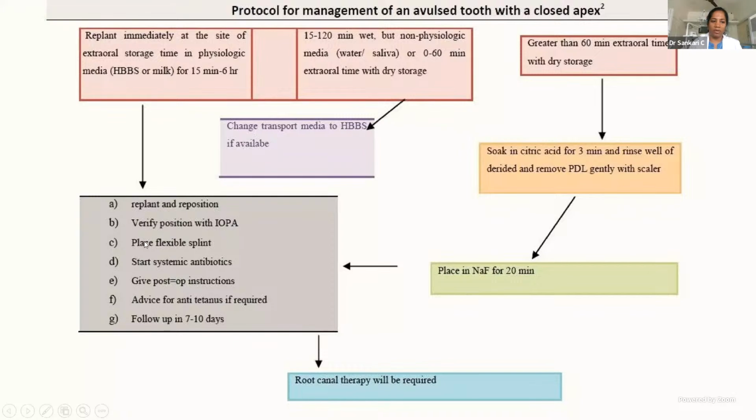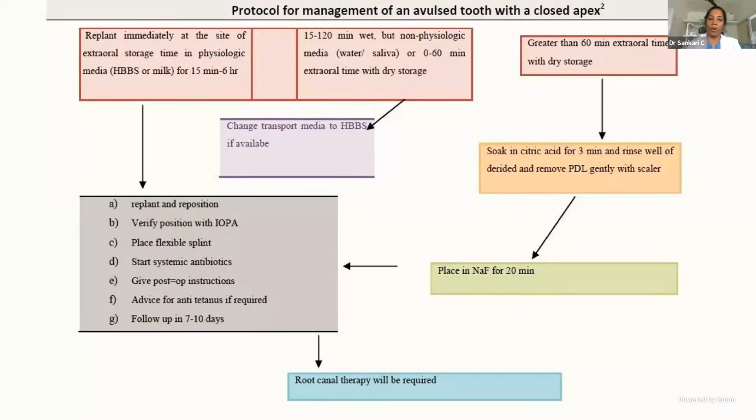And after reimplant, check for the position with IOPA. Place a flexible splint to avoid mobility of the tooth. And start with systemic antibiotics. Give post-op instructions like they should not eat hard particles and should not bite inside.